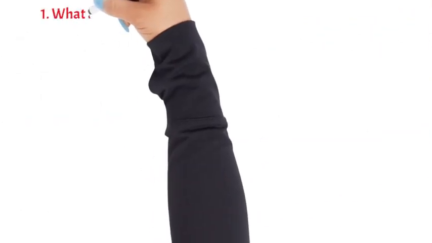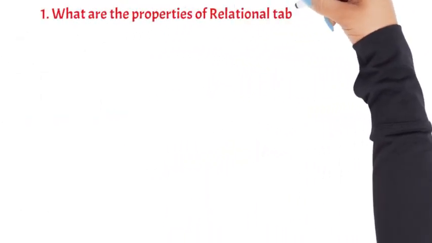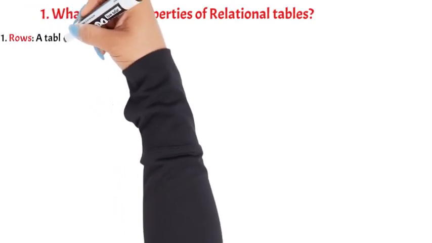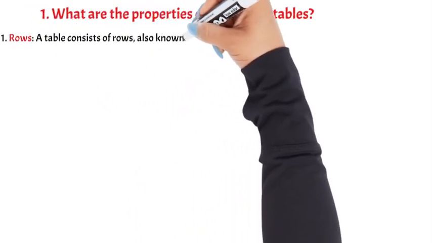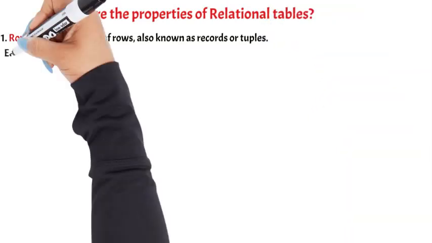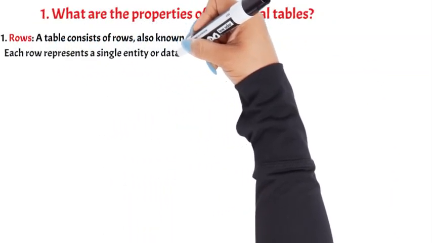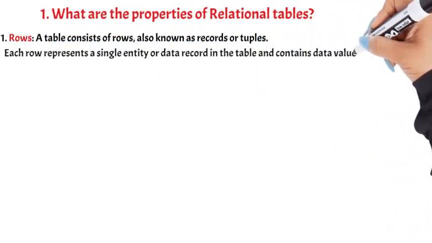1. What are the properties of relational tables? 1. Rows. Tables consist of rows, also known as records or tuples. Each row represents a single entity or data record in the table and contains data values for each column.